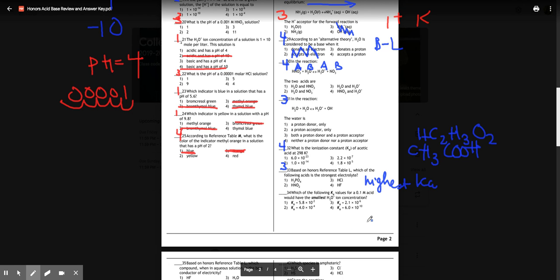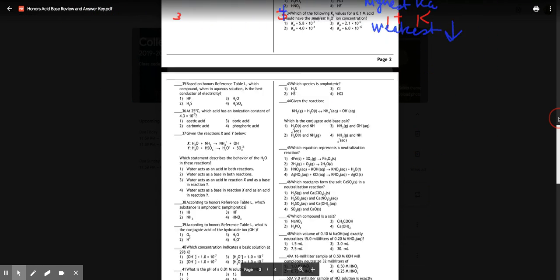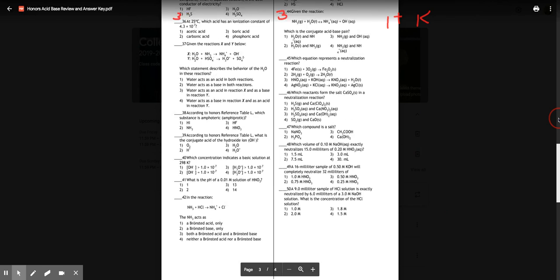Which of the following Ka values for 0.1 molar acid would have the smallest hydronium? If it's the smallest hydronium, that means it's the weakest acid. So you want the lowest number. So who's the smallest number? Well, let's take a look at the exponents. Okay, -10, that's going to do it. Does it represent anybody on here? 5.7, it's not anybody necessarily on table L. All right, here we go.